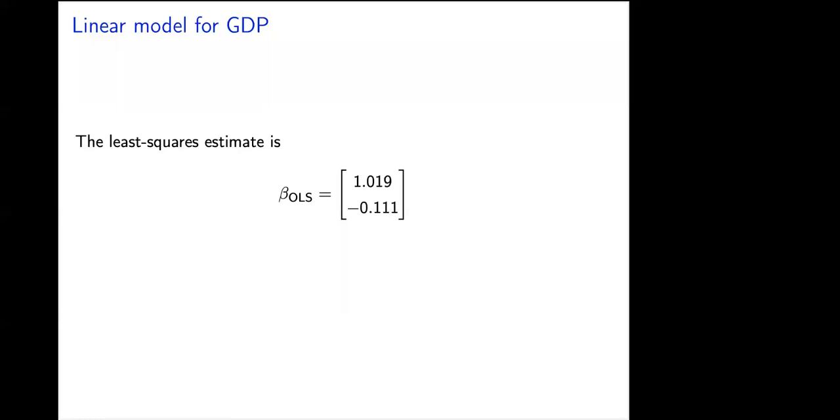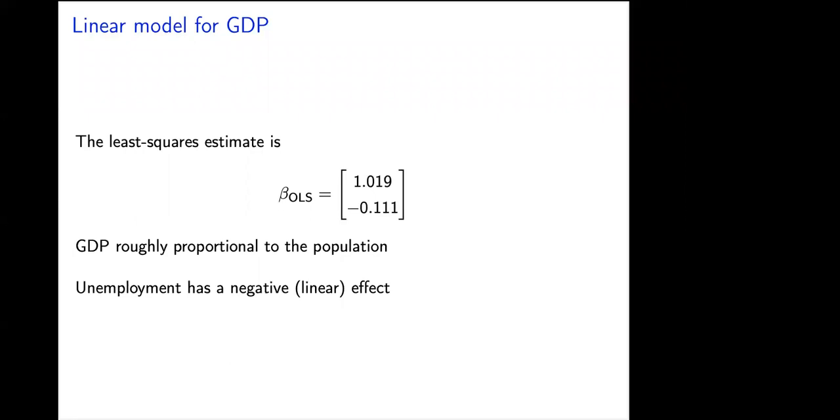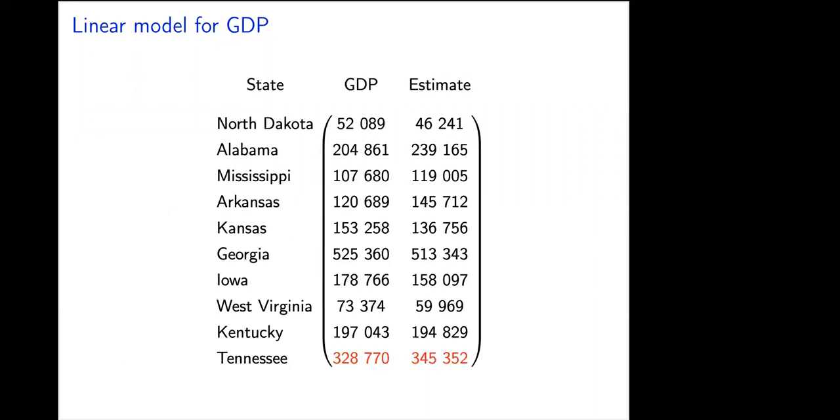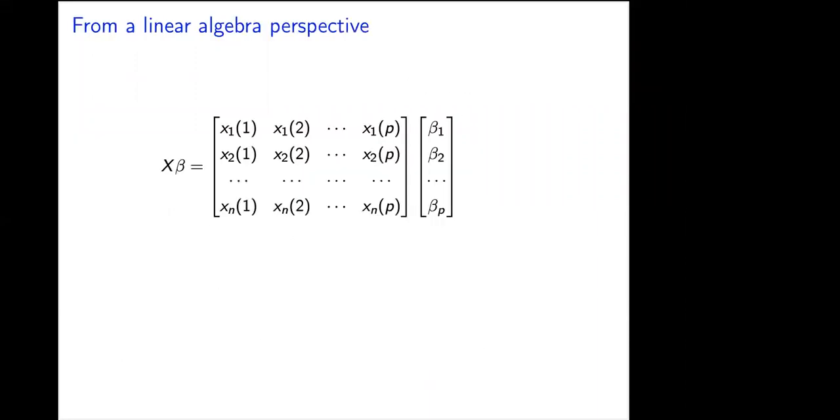Now, going back to our linear model, you can estimate this with least squares. You can say, okay, like we were saying, GDP is proportional to the population, you subtract a little bit based on unemployment, and it looks like this.